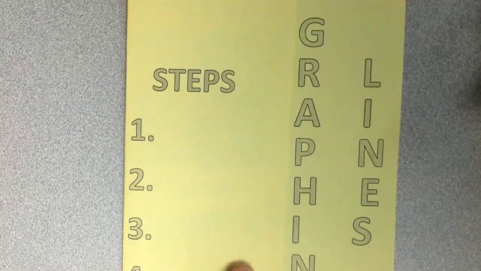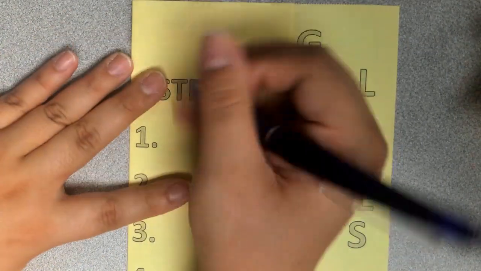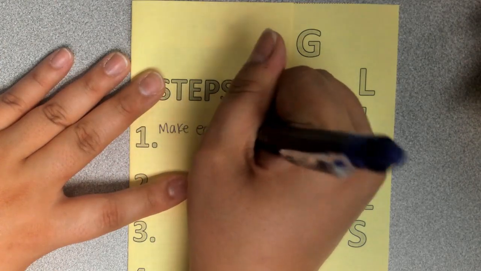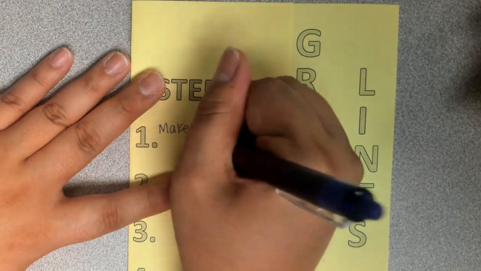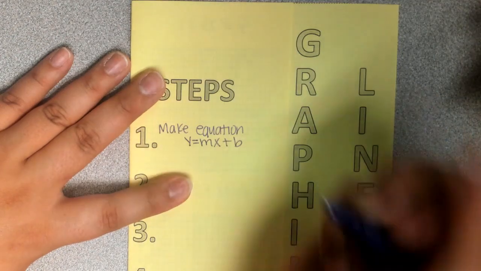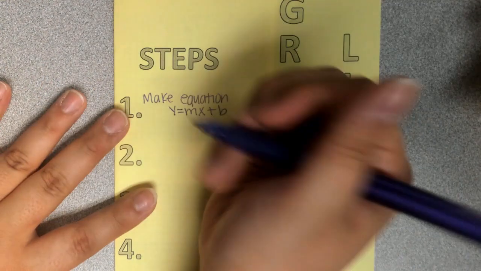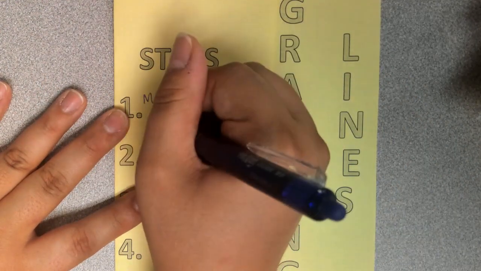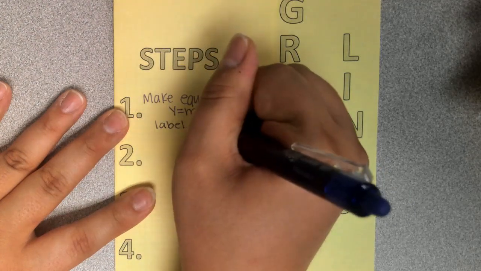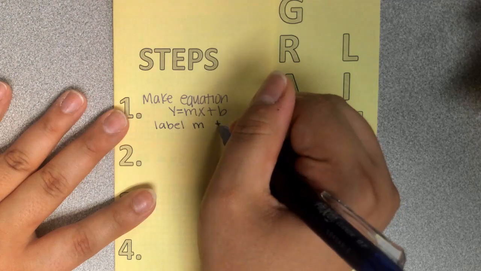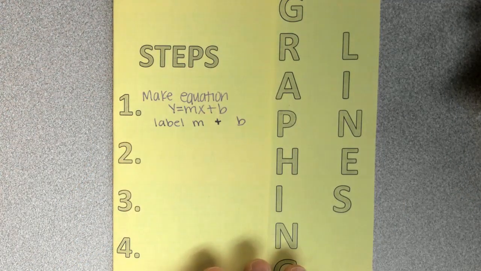So our very first step in graphing lines is to make the equation y equals mx plus b. First thing we want to do is make sure our equation is y equals. Is y by itself? Because if y is not, we can't graph it. Also, if it already is, we want to label m and b. By the way, that's my and symbol. M and b.